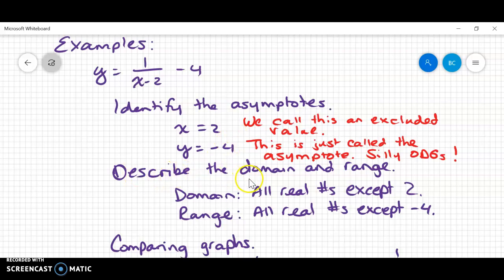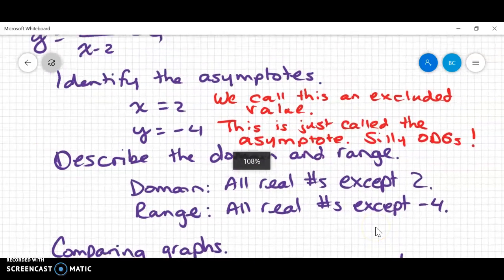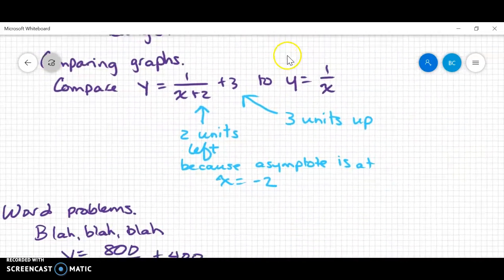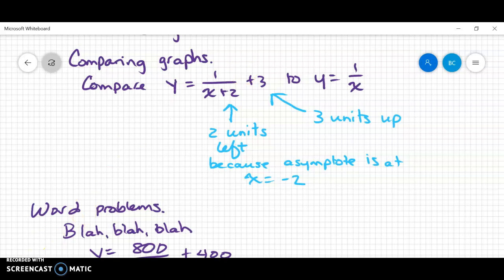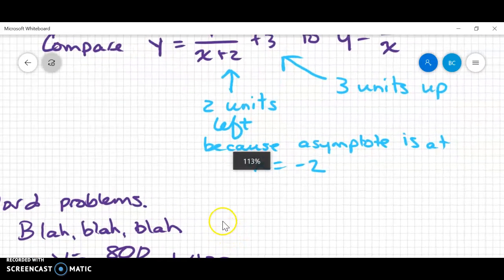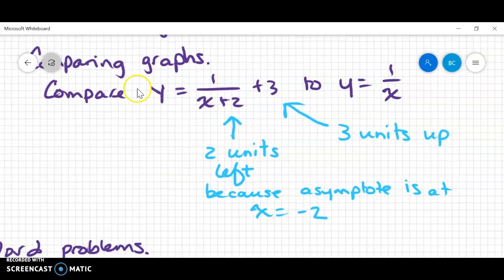Second thing you might be asked is to describe the domain and range. So again, your asymptotes are going to define that for you, all real numbers except for whatever the asymptotes are. And then another thing that you might be asked to do is to compare a graph. So for example, if I gave you this function and I asked you to compare it to the parent function, you would be able to tell me that this is moving it 2 units left.